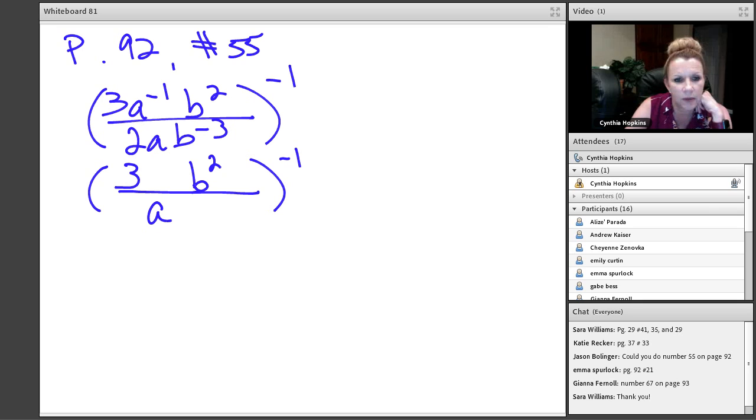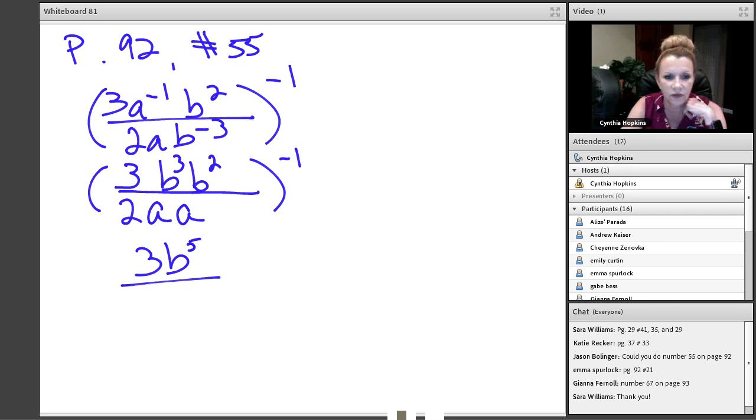Okay, now I'm in the denominator. That 2 has a positive exponent, so it stays where it is. This a is already in the denominator and has a positive exponent, so it stays. And then that b to the negative 3 is going to become b to the positive 3, but up in the numerator. All right, I'm going to simplify. So I have 3 times b to the 5th. I kind of thought to myself there, oh, I'm multiplying like bases, so you keep the same base and add the exponents. Okay, and then denominator, 2 times a squared.